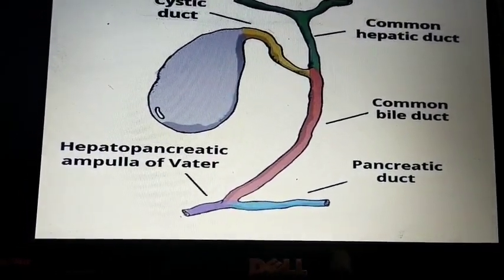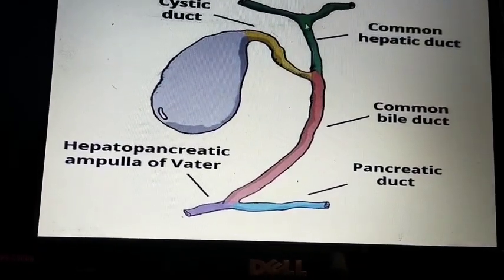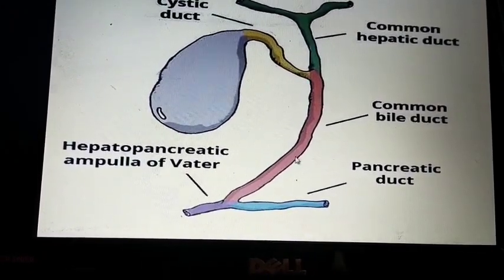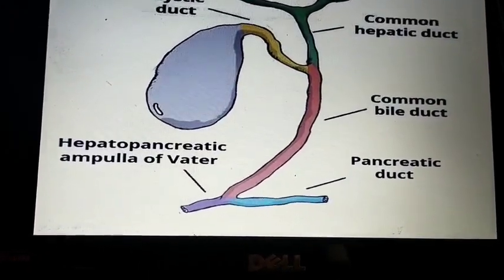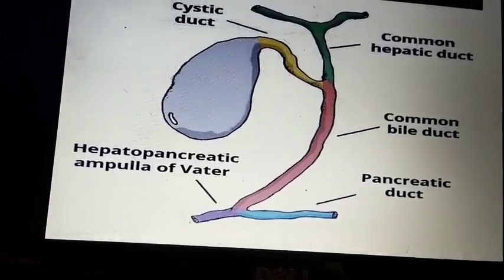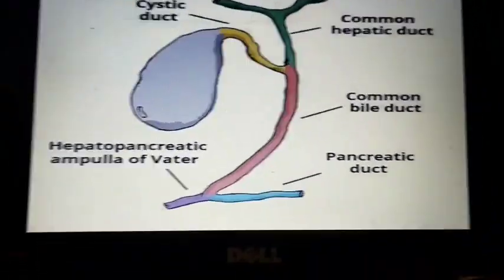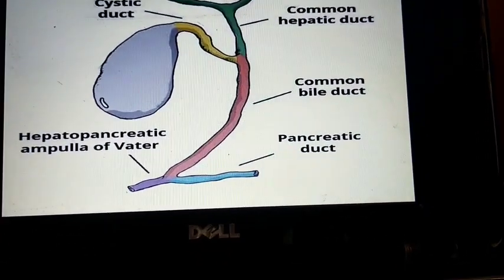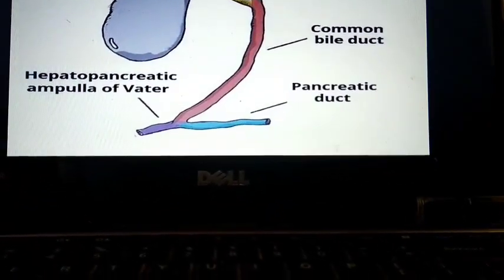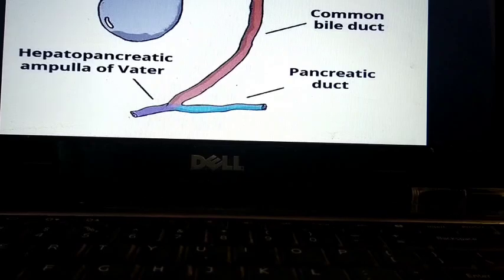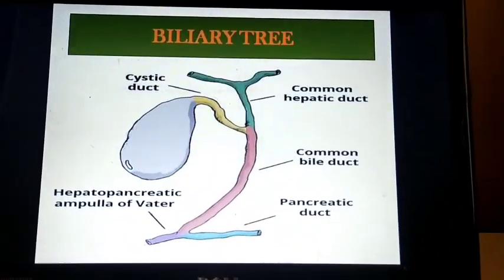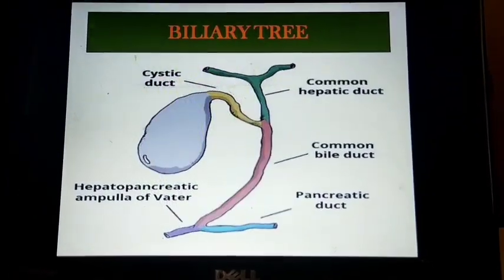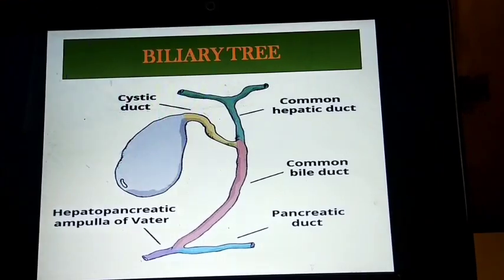The biliary tree mainly consists of the right and left hepatic ducts, common hepatic duct, gallbladder, cystic duct, and common bile duct. The common bile duct joins the pancreatic duct and forms the hepatopancreatic ampulla of Vater, and that opens into the second part of the duodenum. The biliary tree is also called the biliary tract or biliary system. Now we can go to the next slide.